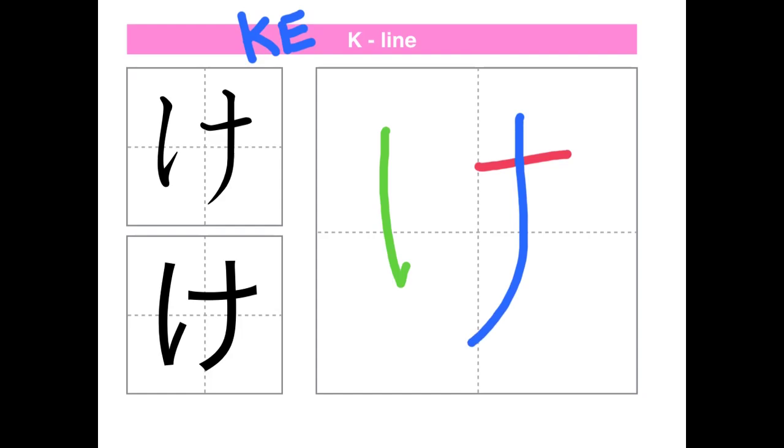The fourth syllable in the K line is romanized as K-E and is pronounced ke. How do we write this one? Well, we'll start in the upper left-hand quadrant, as always, coming down. A little bit of a hook on the bottom is considered good form. Second stroke begins here just outside the upper right quadrant, comes across like so, and then the third stroke comes down and sort of curves back around to the left. So this is ke.